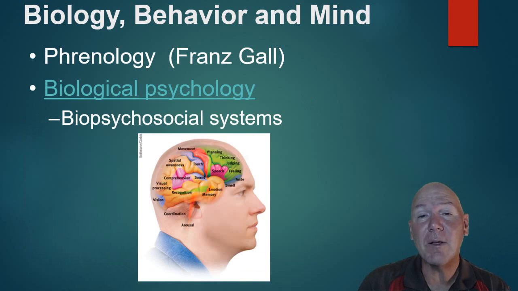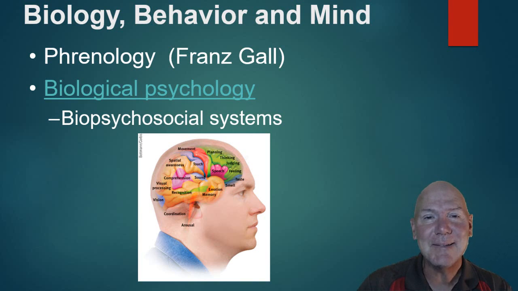The other part of biological psychology we look at too is genetics, genes, and how they affect us. The gene and environment interaction as well. And we are biopsychosocial systems, right? We are biological, we have psychological aspects, and there are social aspects. Remember, these are the three main levels of analysis in psychology.